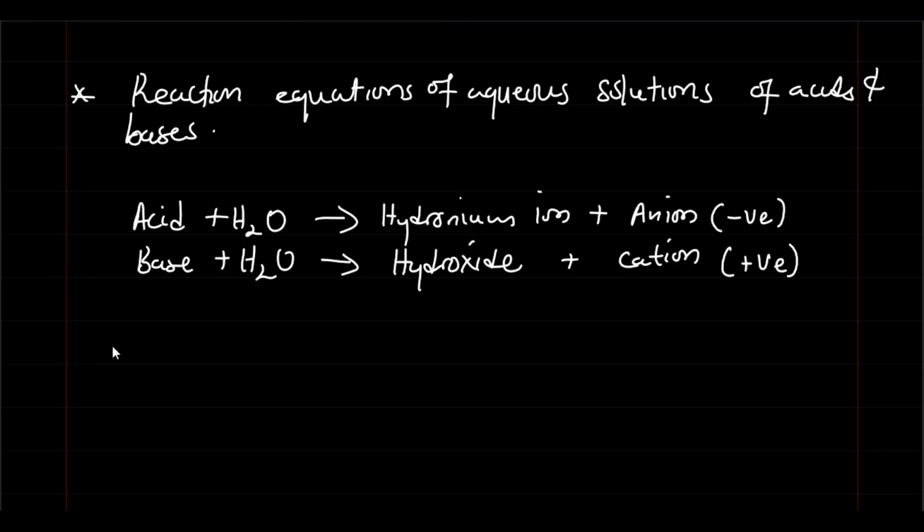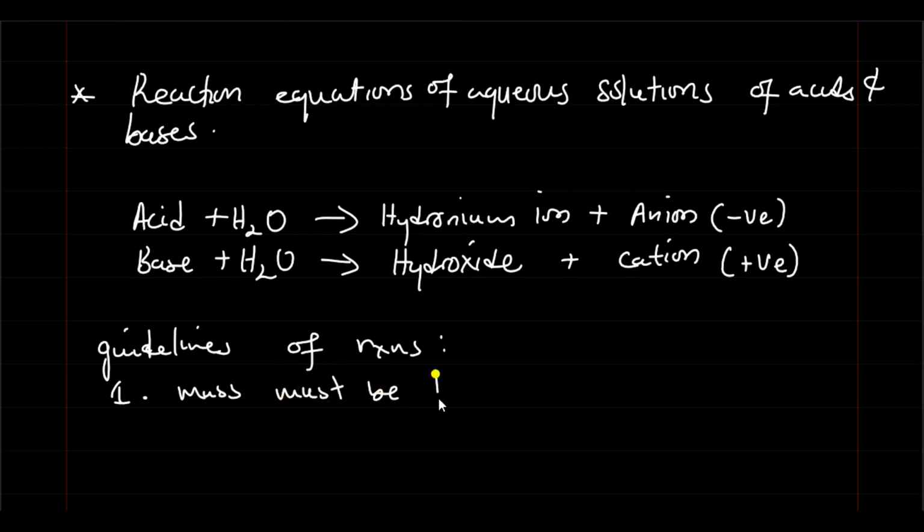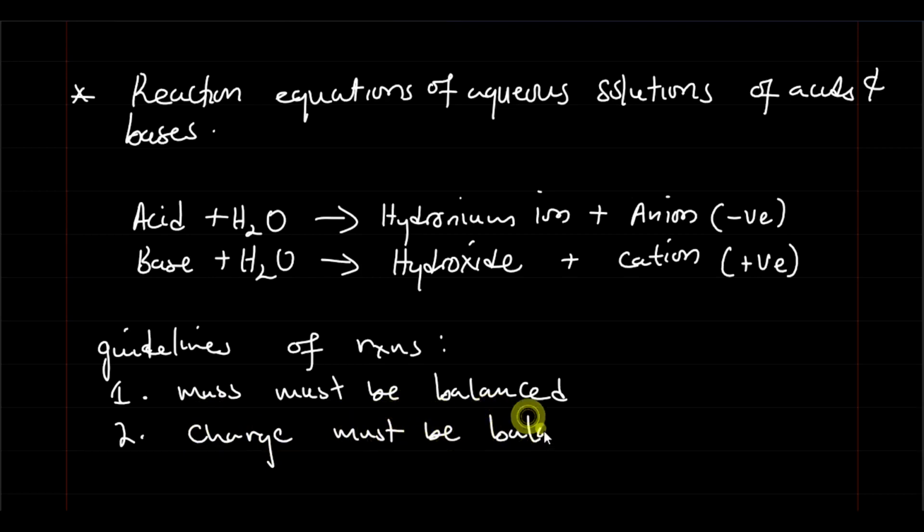Before we do anything, the guidelines of reactions, actually all reactions, not just acids and bases. What must happen? Number one, mass must be balanced. And number two, charge must be balanced. We'll get to that and you will see what I mean by that.